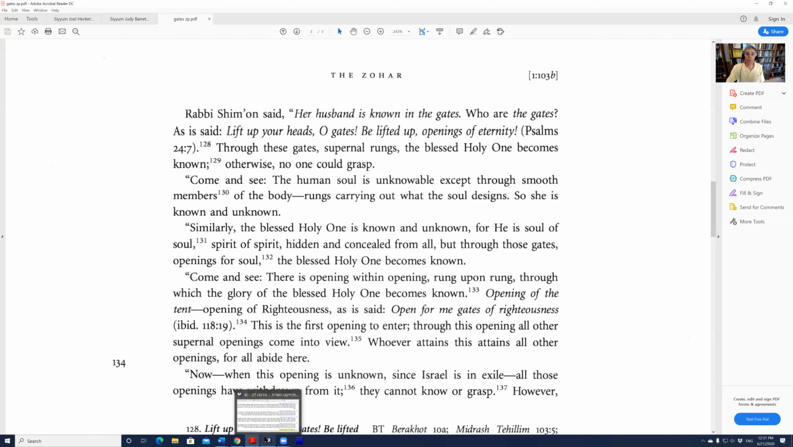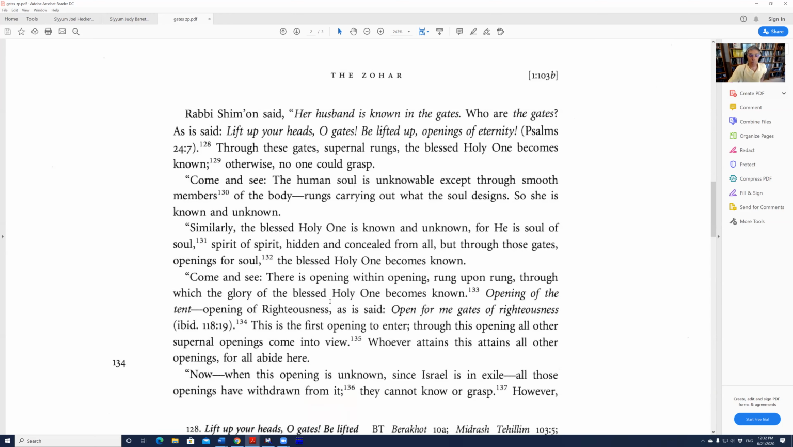Come and see, there is opening within opening, rung upon rung, through which the glory of the Blessed Holy One becomes known. Opening of the tent, opening of righteousness. As is said, "Open for me gates of righteousness." This is the first opening to enter. Through this opening, all other supernal openings come into view. Whoever attains this attains all other openings, for all abide here. So each of the openings, each of the Sefirot, provides us with some insight.